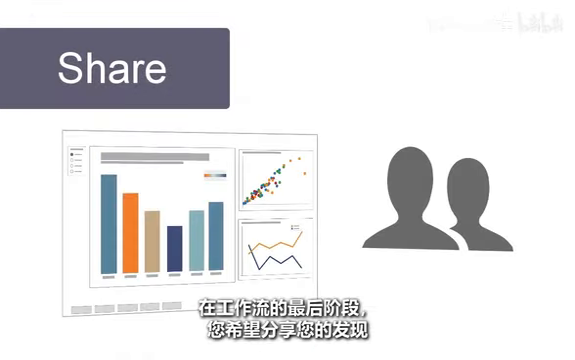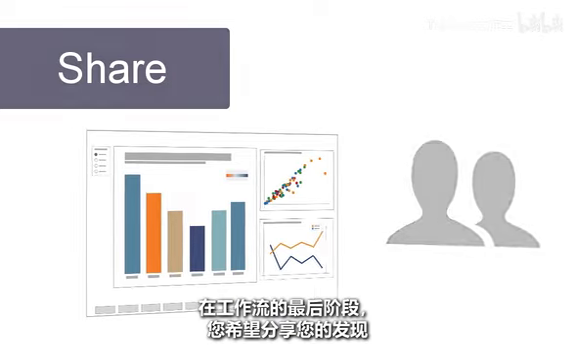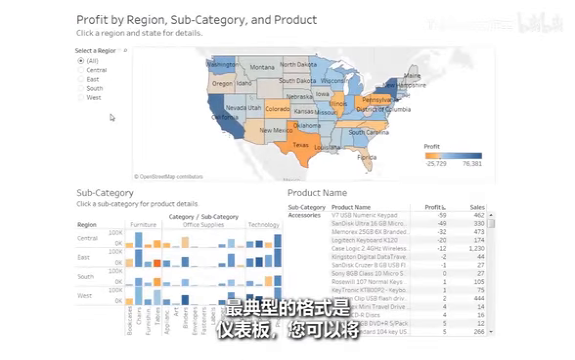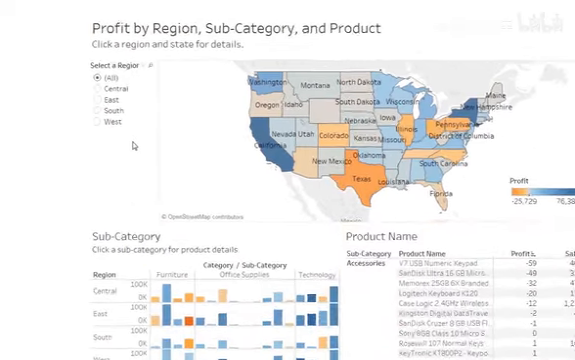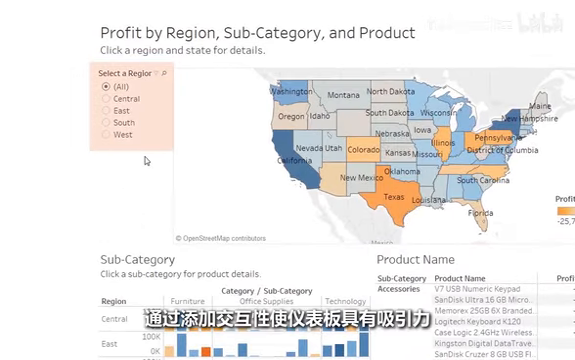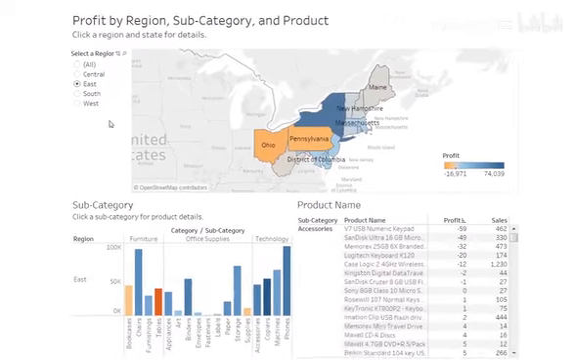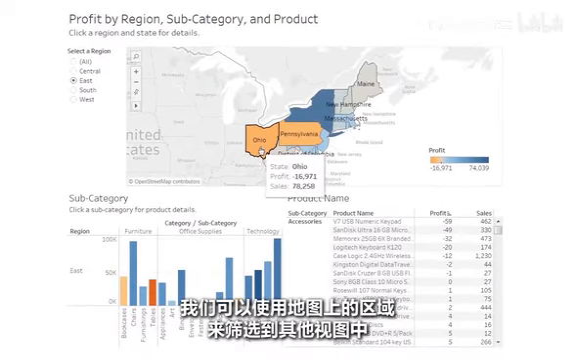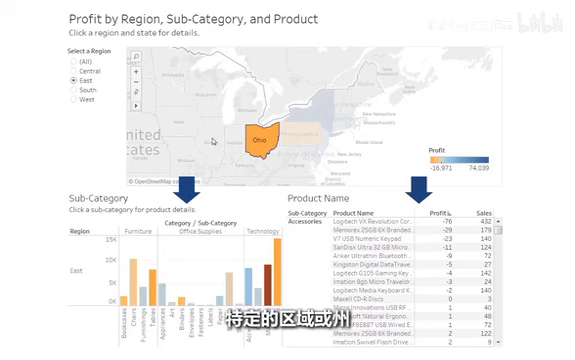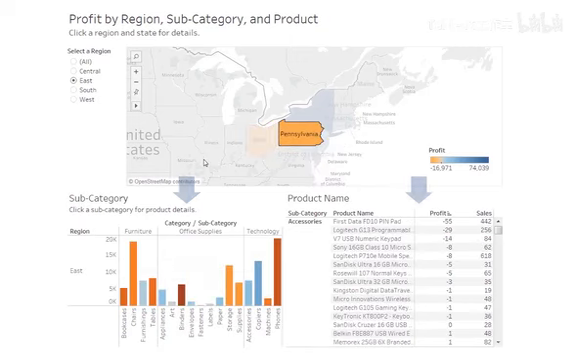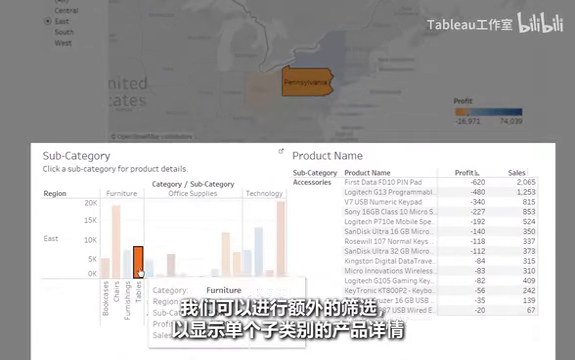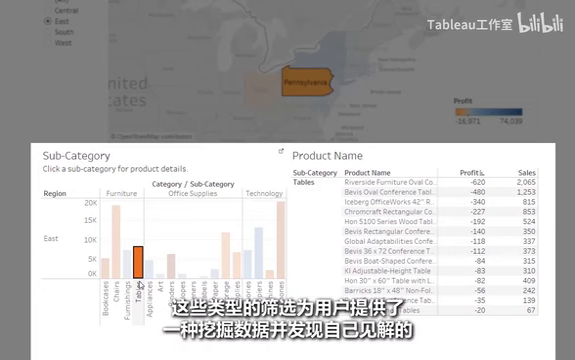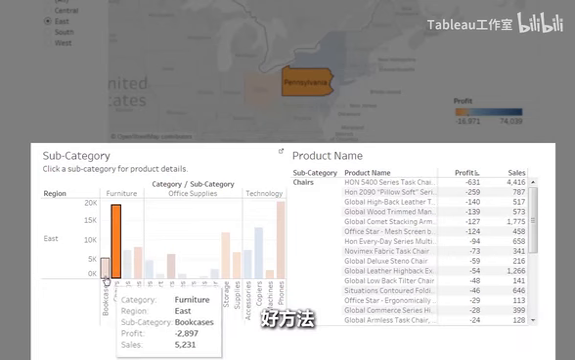In the last phase of the workflow, you want to share your discoveries. The most typical format for this is the dashboard, where you bring your visualizations together to illustrate your analysis. Make the dashboard engaging by adding interactivity. We can use areas on the map to filter other views to that specific region or state. We could filter additionally to show product details for a single subcategory. These types of filters give people a way to dig into the data and make their own discoveries.